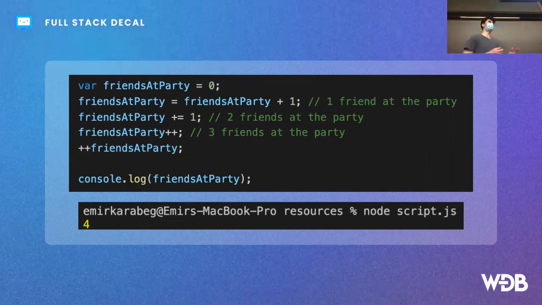And also a weird thing you can do with JavaScript, which honestly I didn't know until recently, is you can do plus plus at the beginning. These are all just ways to do the same thing. Again, none of them are correct. I'm showing you guys a million ways to do the same thing, but you can pick and choose what you want to do. So now if I console.log friends at the party, I have 4 friends at the party, and it's pretty lit.